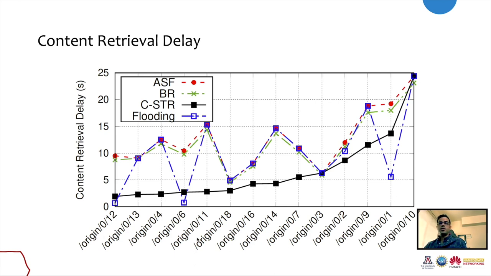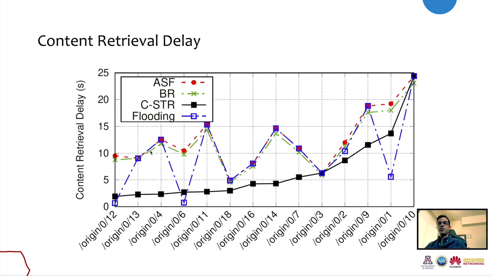As you can see, C strategy, which is represented by the black line, outperforms ASF and best route strategy. And the main reason here is because C strategy fully utilizes the in-network caching capability of NDN, either on-path or off-path caches. However, compared to the flooding strategy, which is represented by the blue line, we can see an interesting observation. Initially, we expected to see that flooding outperforms C strategy in all cases because it tries to maximize the cache hit ratio in the network.